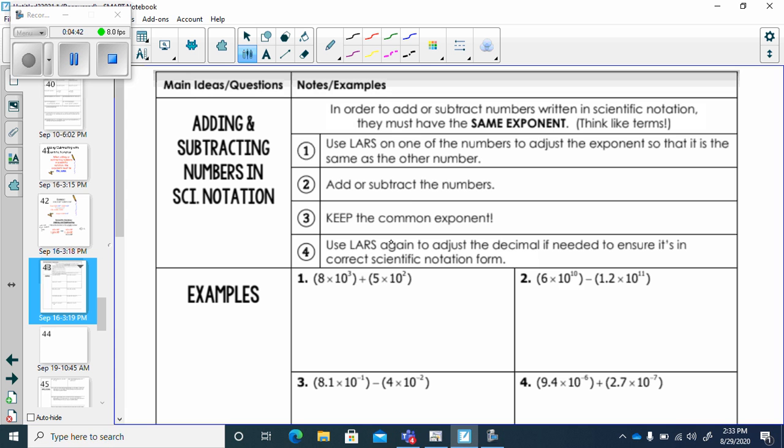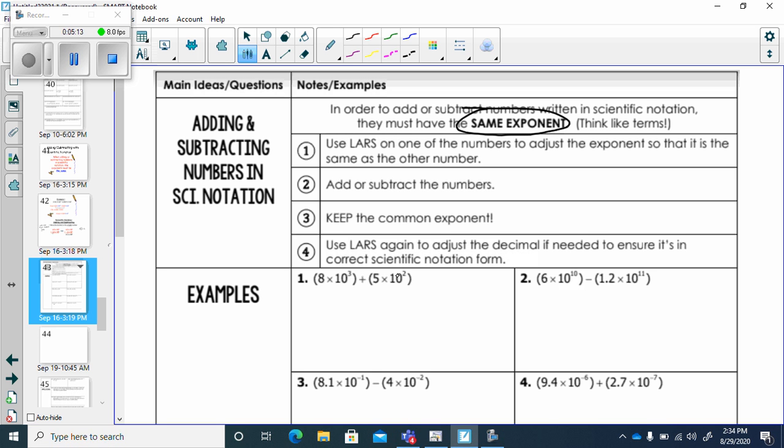So let's try a few of these. In order to add or subtract numbers written in scientific notation, they have to have the same exponent. We've said that. Use LARS on one of the numbers to adjust the exponent so that it's the same as the other. Add or subtract the numbers. Keep the common exponent. Use LARS again to adjust the decimal if needed to ensure it's in correct scientific notation form. Okay, so let's try this one right here.